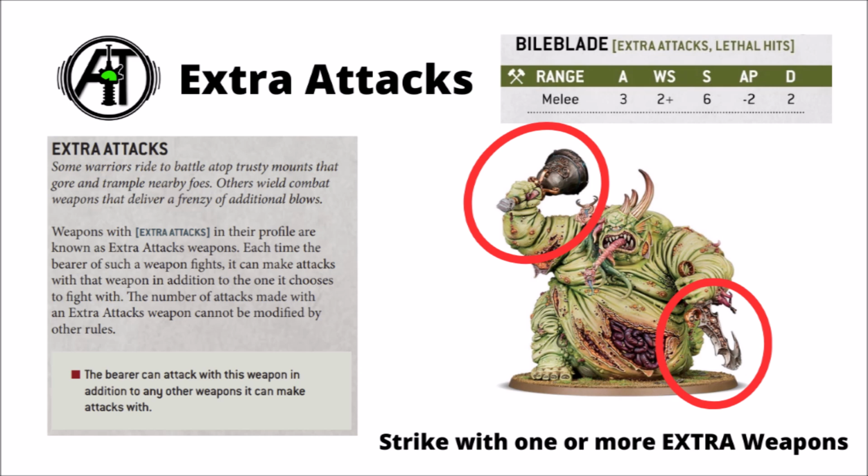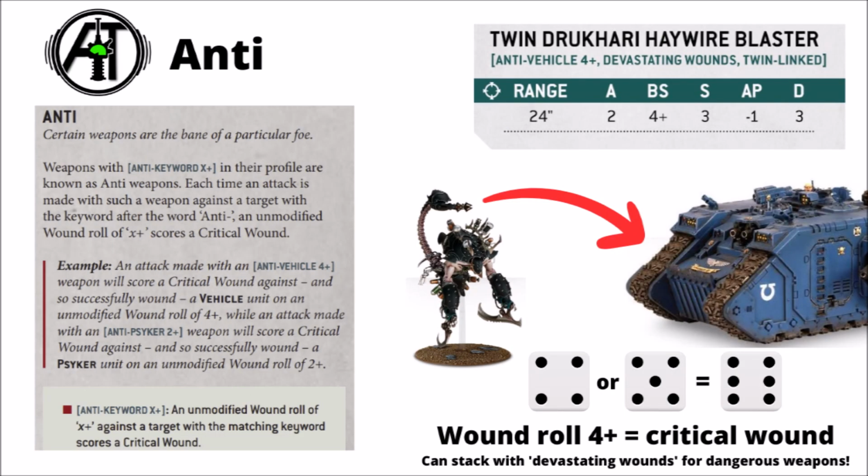Otherwise they're pretty similar to the others, you just can't modify the number of attacks with them with other rules, so say if the Great Unclean One got +1 attack from somewhere, it would only affect the primary weapon that is fighting within combat. Finally, last but not least, we have the anti keyword.